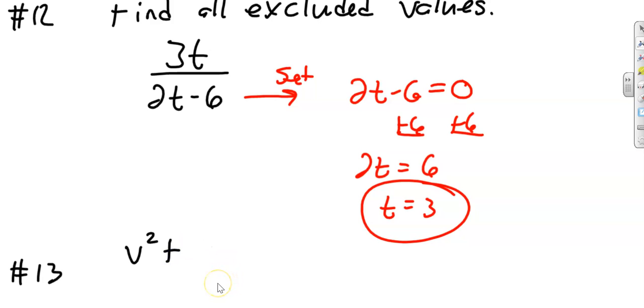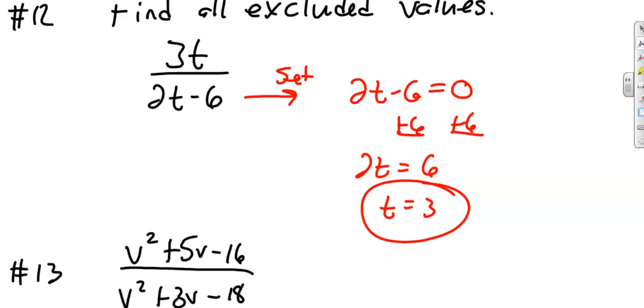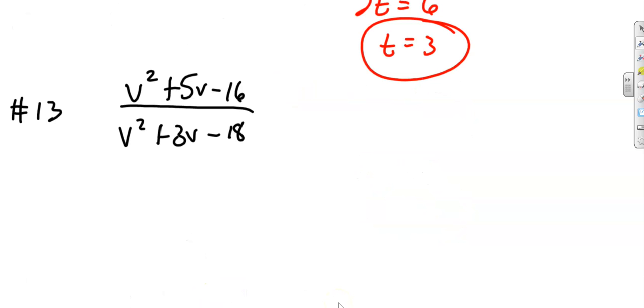I'm going to show you this one just to be on the safe side. Occasionally you run across one that you might want to see, so this is one. I'll show you this one. Okay, same directions on this one. Still going to find the excluded values. So you're still going to take this denominator and set it equal to 0.